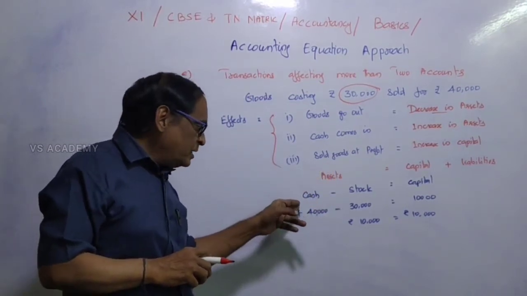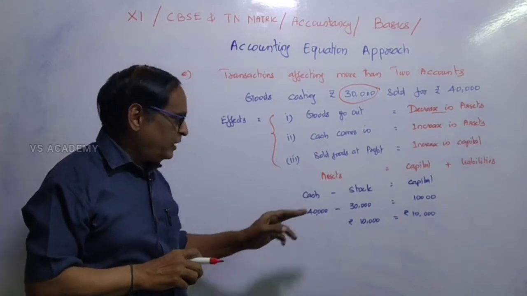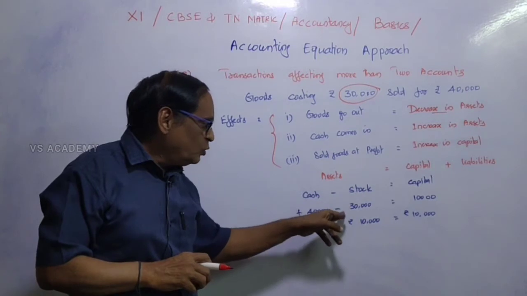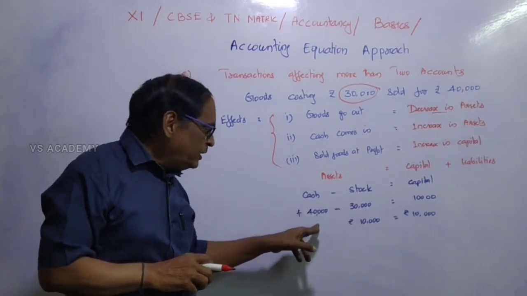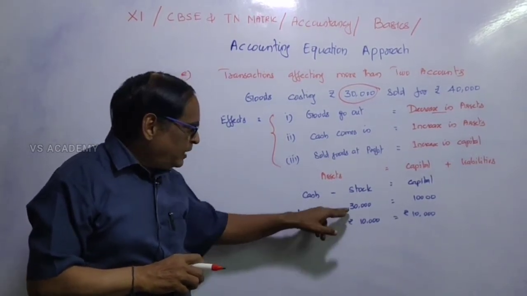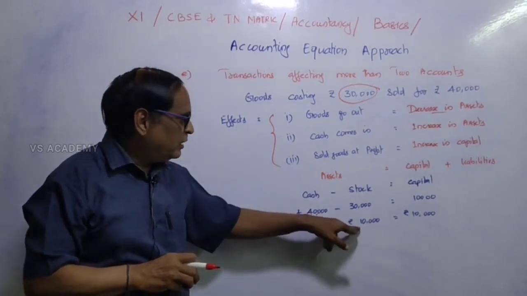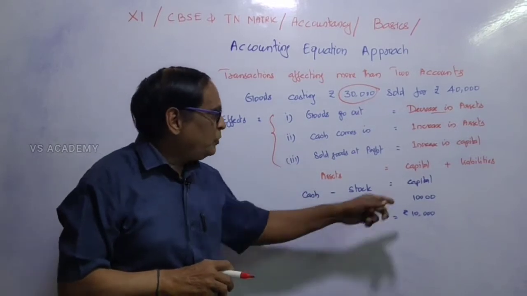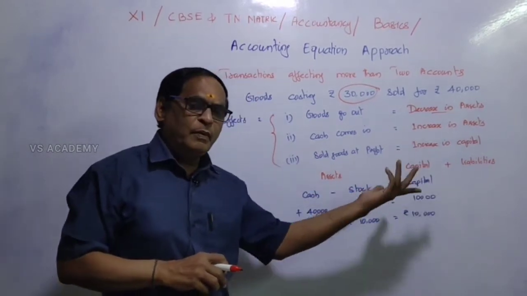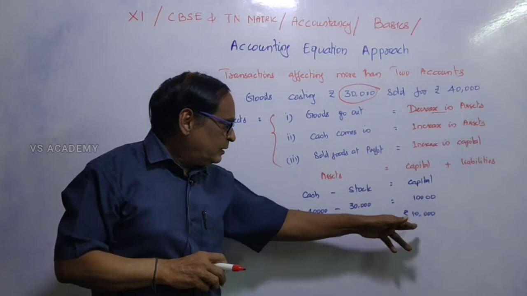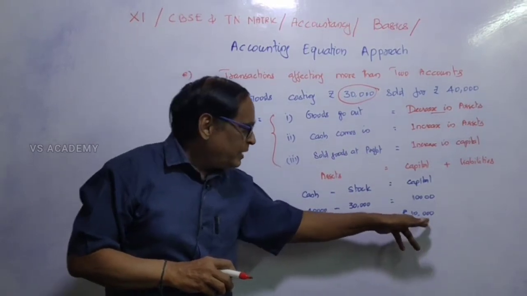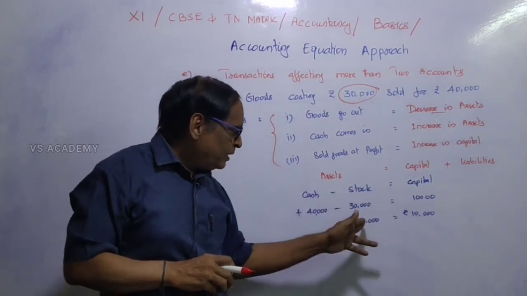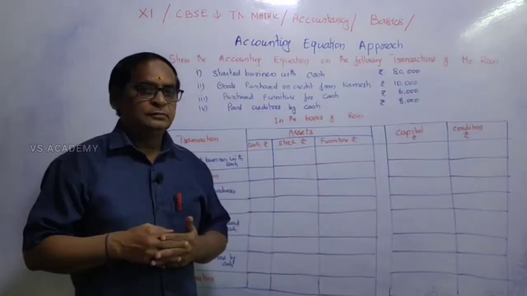In cash, 40,000 increased, so plus 40,000. In stock it is an outflow, it is going out, that is minus 30,000. So the net effect will be 10,000, 40,000 minus 30,000, net effect is 10,000 on the asset side. In capital, that profit of 10,000 is to be added to the capital account. Whatever the former figure there is, the capital is to be increased by 10,000 rupees. So left hand side, right hand side, assets and capital, 10,000 equal to 10,000.